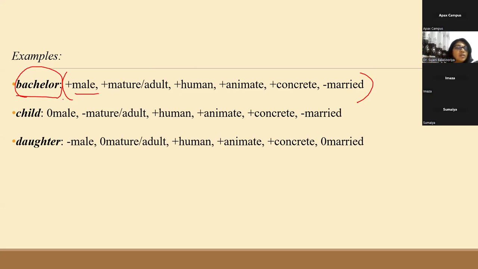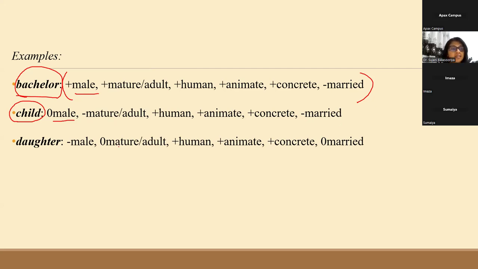Okay, let's see how child is analyzed, the semantic features of child. They are zero male, because child, we don't know whether that is male or female, male child or female child, because we use the word child to indicate either a girl or a boy, male child or female child, right? So we can't use plus or minus anything. That is not, of course, relevant here, neutral. So we put zero male, right? And minus mature or adult, you know, child is not an adult. So that is minus, not mature also. And that is plus human, plus animate, plus concrete, and minus married again. You know, child can't be married, right?